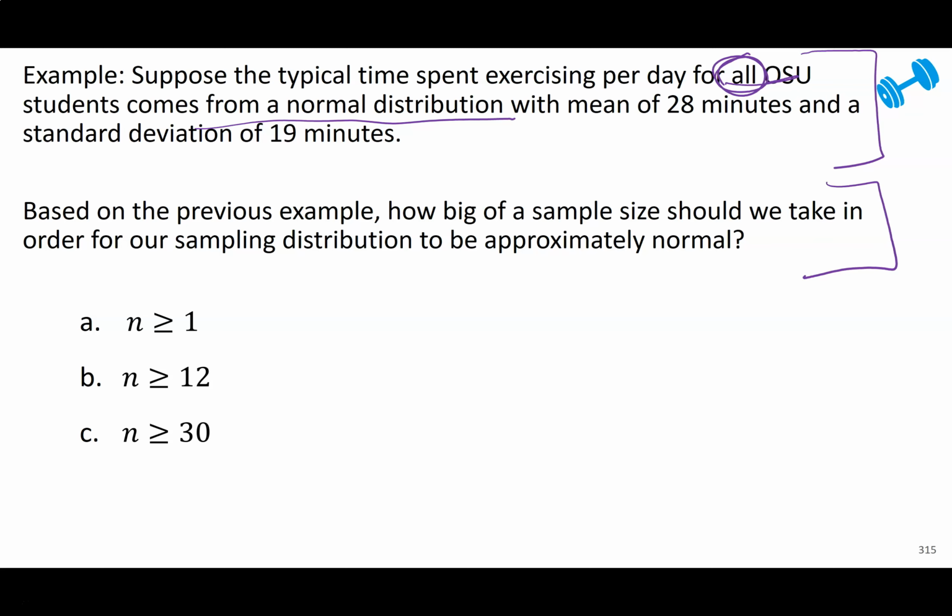The big thing to consider is that the population comes from a normal distribution. So here, as long as you take a sample of at least one, which granted you should take samples bigger than one, trust me, it would be problematic, you'll be good. Your sampling distribution of x bar will be roughly normally distributed. 12 and 30 would be nice, but it's not necessary that you have a sample that large. In that last problem we took 150, so we were doing really well.